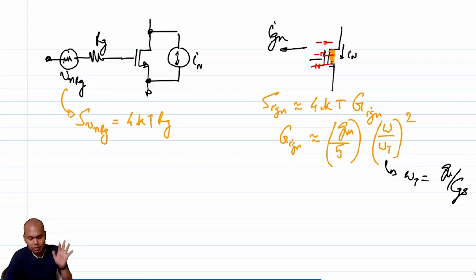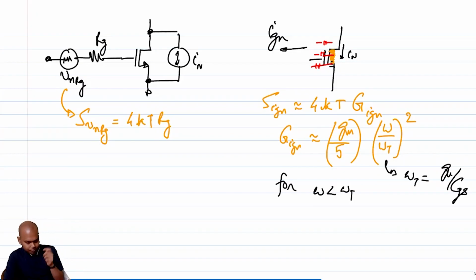So that is the transit frequency of the device. By the way, this expression is valid only when omega is less than omega t, right? Your IN never goes to infinity, so it is not expected that your SIGN will also go to infinity. So this is valid when omega is less than omega t. Or rather, if I have to be strictly accurate, I have to say much lesser than omega t, but I'll keep it at omega less than omega t for the time being.